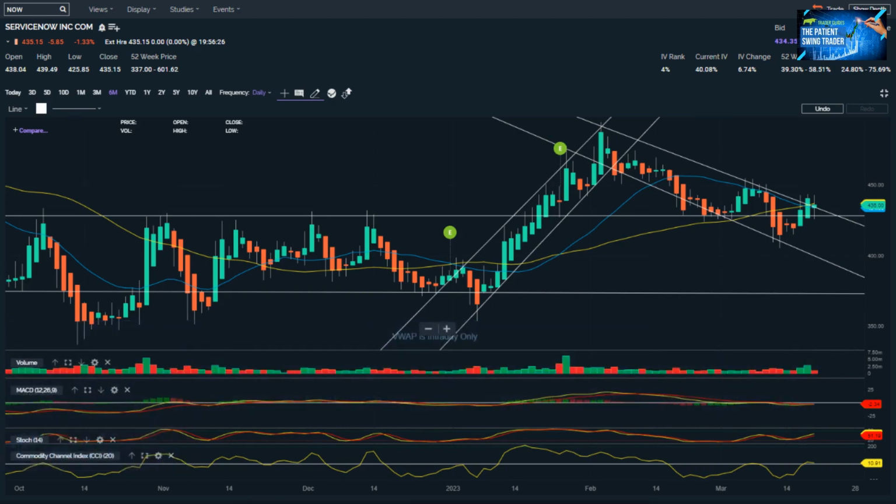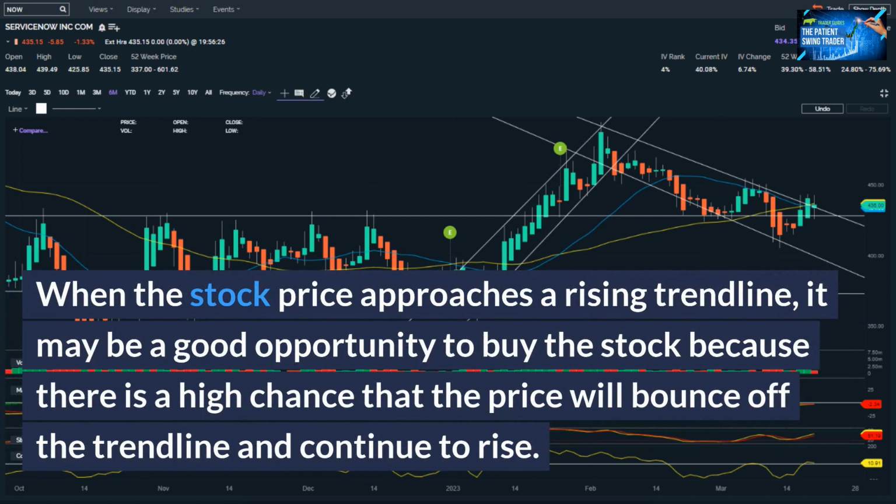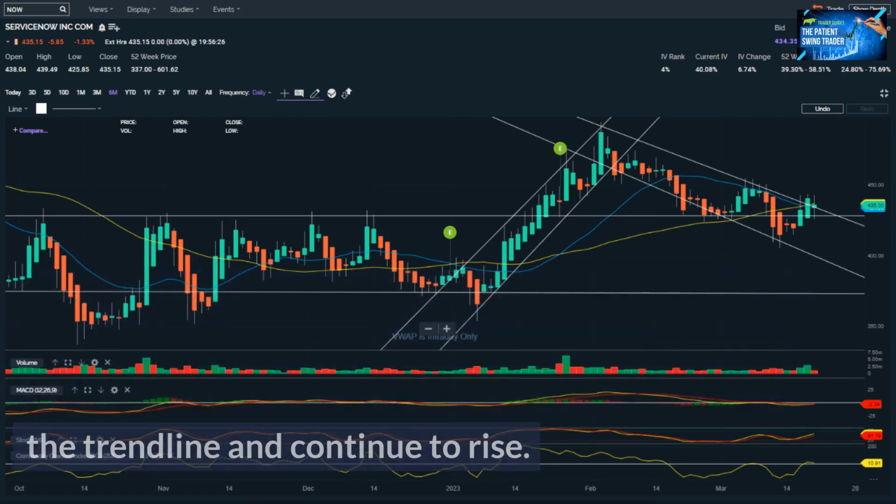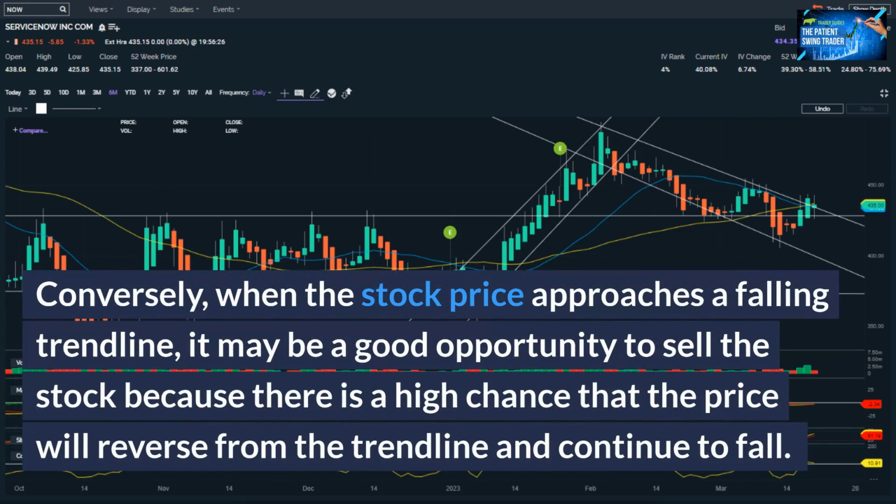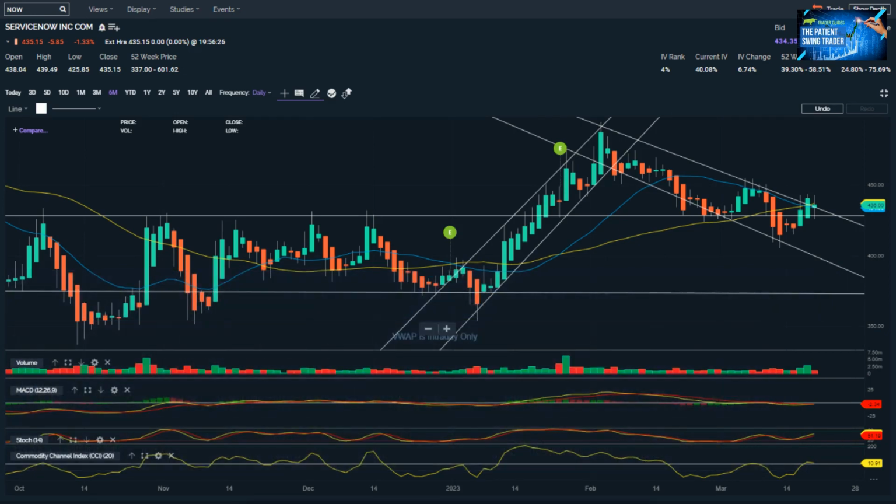When the stock price approaches a rising trend line, it may be a good opportunity to buy the stock because there is a high chance that the price will bounce off the trend line and continue to rise. Conversely, when the stock price approaches a falling trend line, it may be a good opportunity to sell the stock because there is a high chance that the price will reverse from the trend line and continue to fall.